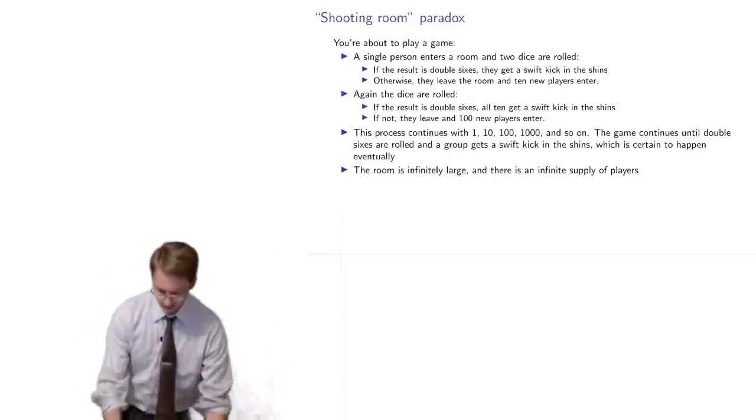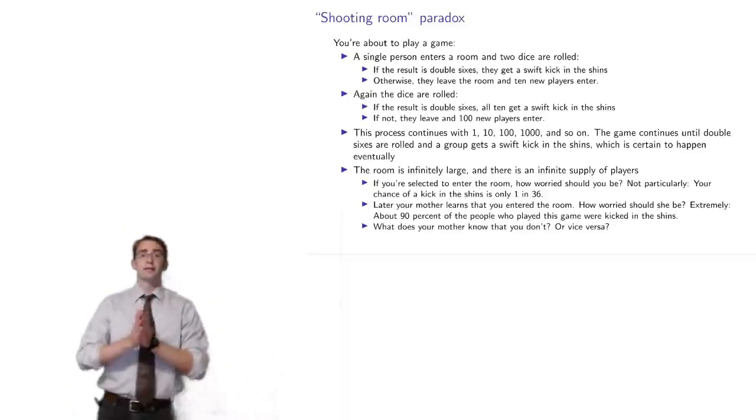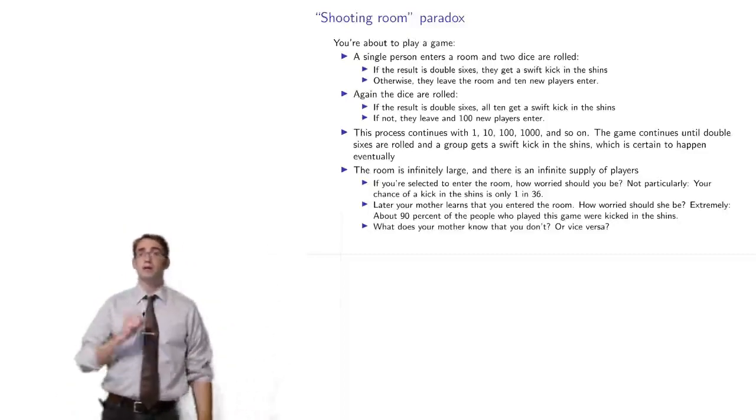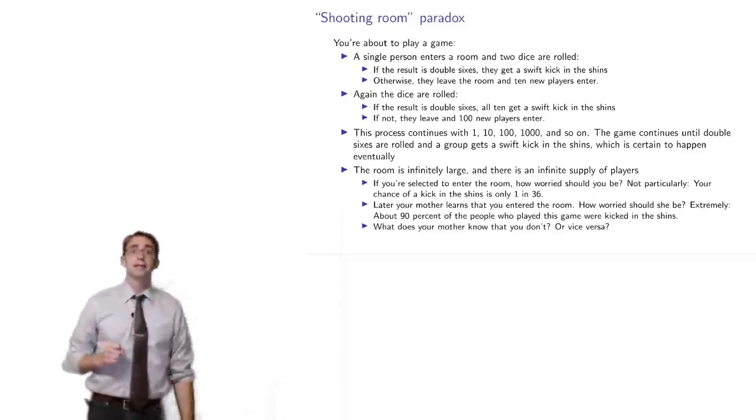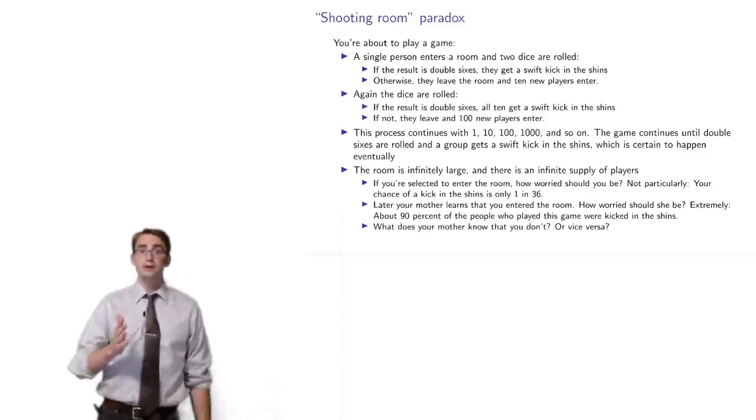So why is this counterintuitive? What is weird about it? Think about this game from two perspectives. Let's suppose you learned that you are going to be called to play this game. Say, oh, you're up next to be part of this swift kick in the shins walking into the room. Are you going to be worried about this?